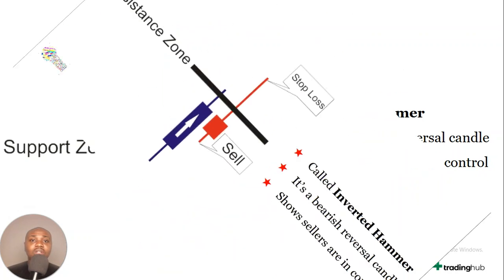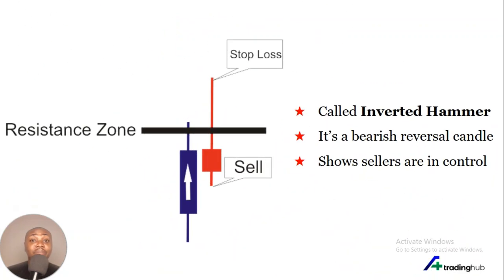The next one is called the inverted hammer. It is a bearish reversal candle. It shows that sellers are in control. Most of the time this happens at resistance zones or supply zones. So when you see them on your resistance zones or supply zones, this is a signal that price may likely start selling from that zone.